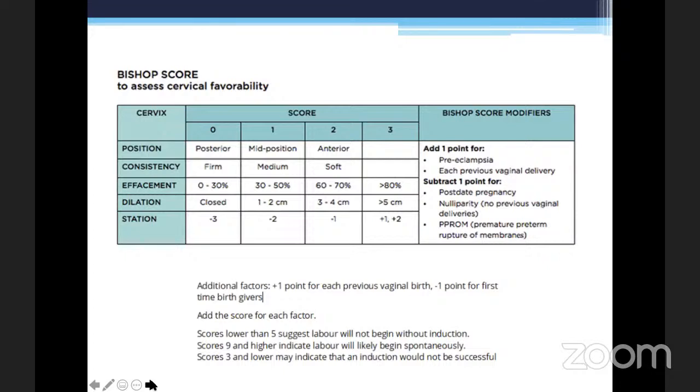each previous vaginal delivery, and subtract 1 point for post-date pregnancy, nulliparity, or premature preterm rupture of membranes. Additional factors are plus 1 for each previous vaginal birth or minus 1 for first-time birth givers. Add the score for each factor. A score lower than 5 suggests labor will not begin without induction. A score of 9 and higher indicates labor will likely begin spontaneously. Scores of 3 and lower may indicate that an induction would not be successful.